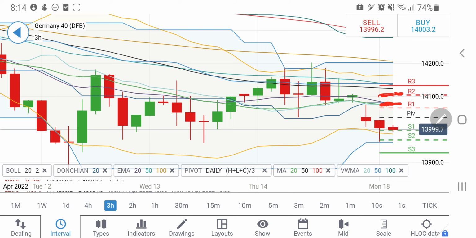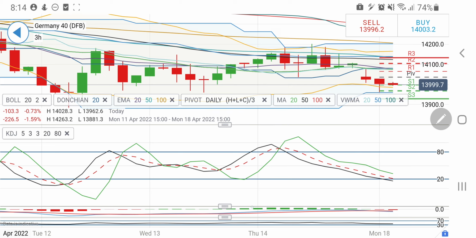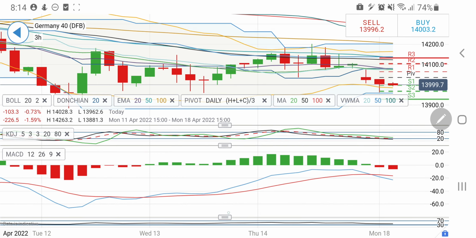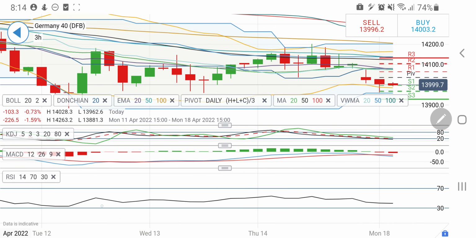So rather I'll say, why keep even a doubt for 30 points? Take a long entry only above 14100, then only one can expect it to rise. Till the time it is below 14100 and in between 13950, I'll exercise caution. Don't trade between 13950 to 14100 levels. On the 3-hour chart, stochastic oversold, and MACD has just crossed over.